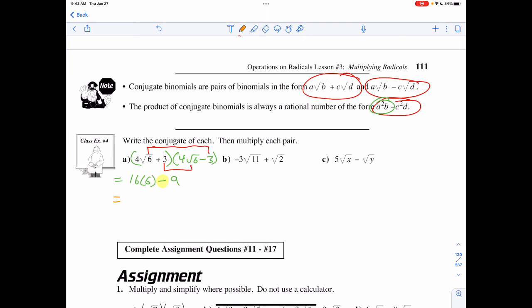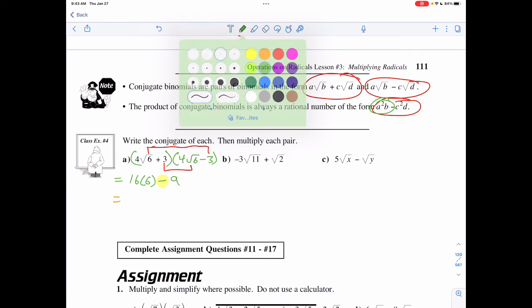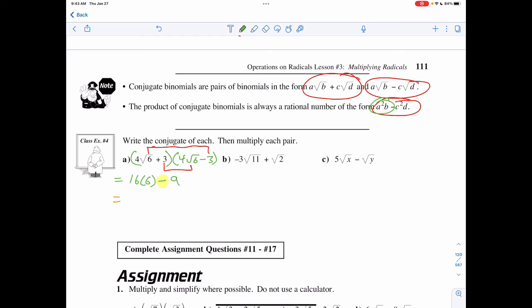And what's that going to give me? It's going to give me 16 times 6 is going to be 96 minus 9, or 87.